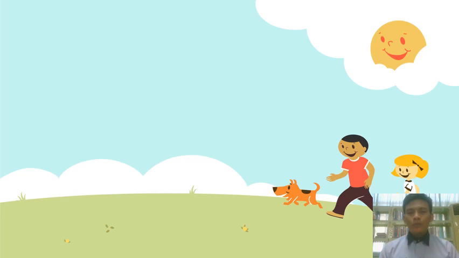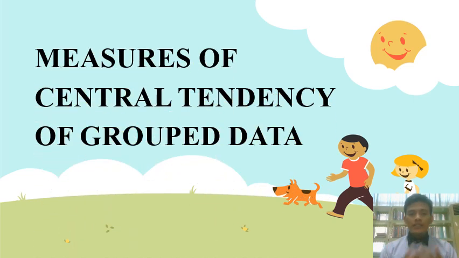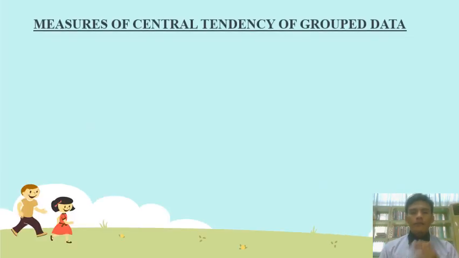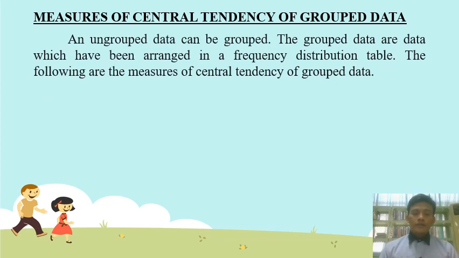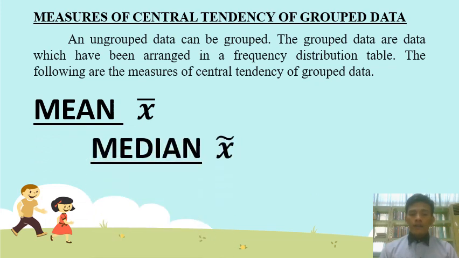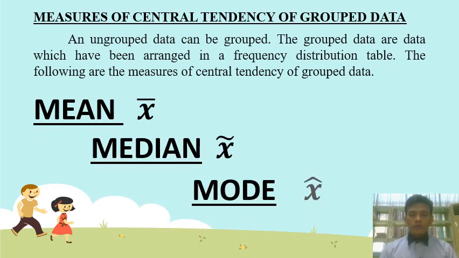In this topic, we will discuss the measures of central tendency of grouped data. Measures of central tendency of grouped data consist of the mean, the median, and the mode. Ungrouped data can be grouped. Grouped data are data which have been arranged in a frequency distribution table. The following are the measures of central tendency: the mean, the median, the mode.